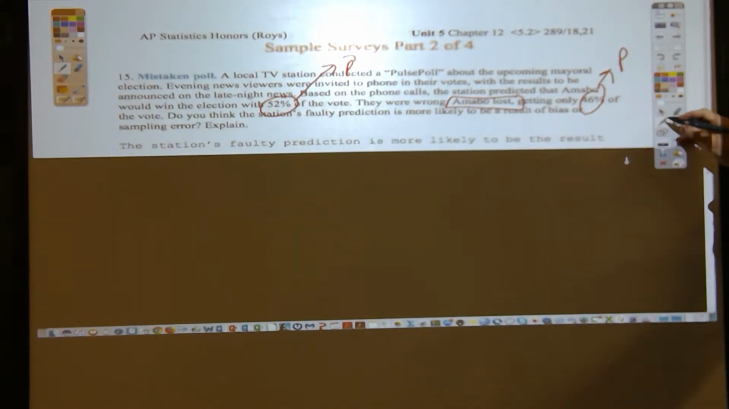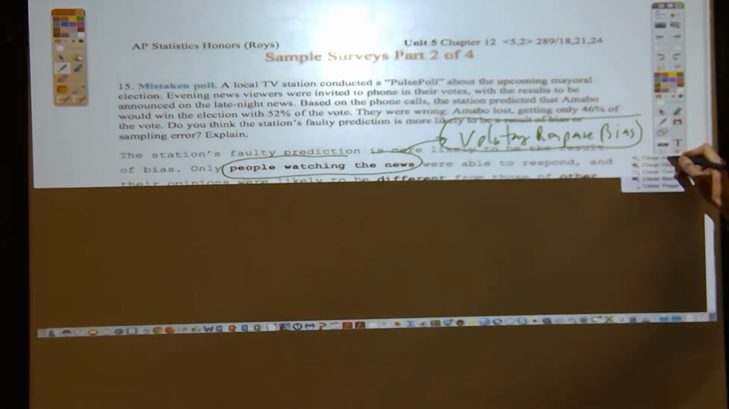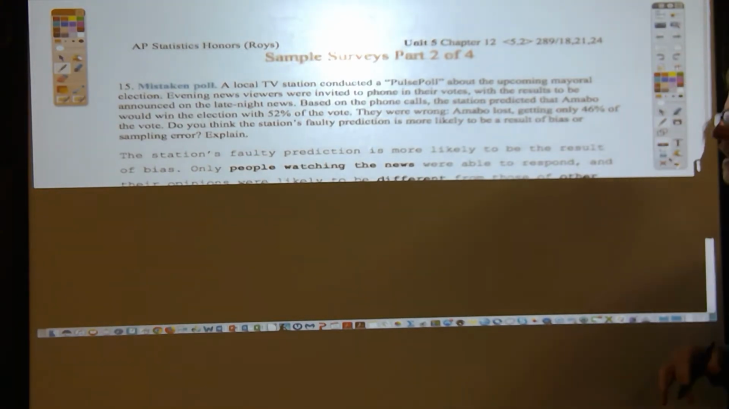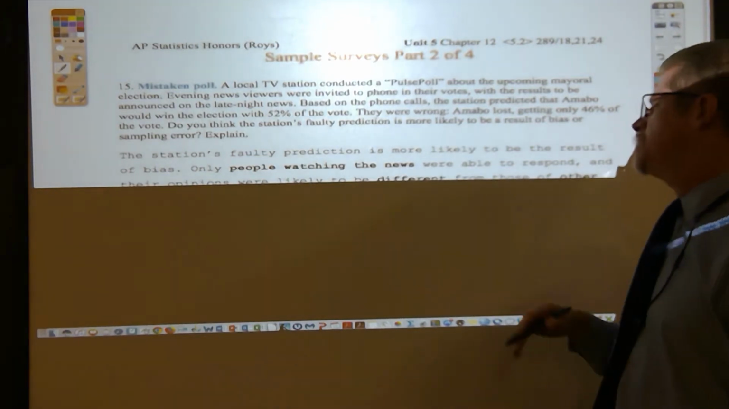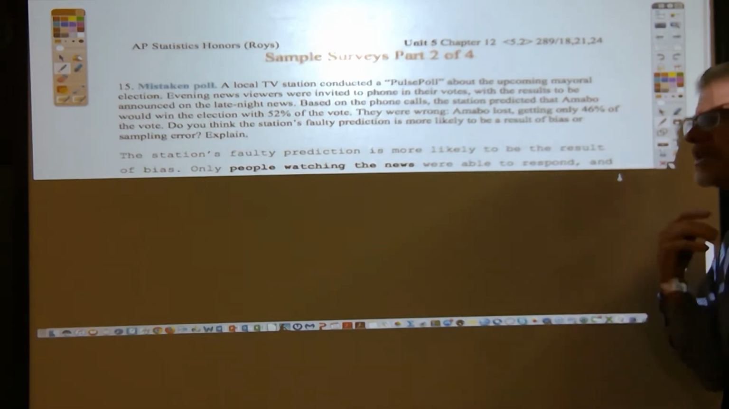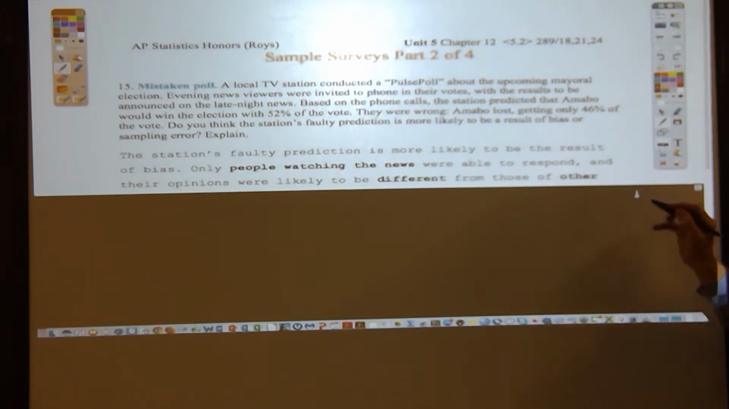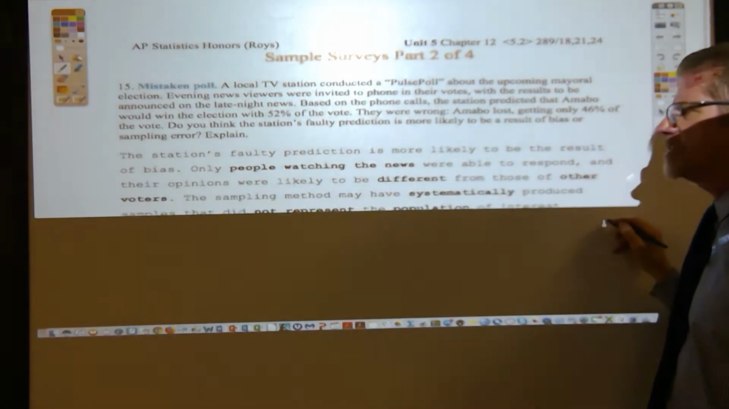Well, the station's faulty prediction is more likely to be the result of bias. There's something bad here called bias. Only the people watching the news were able to respond. So the sampling frame was people watching the news. And their opinions were likely to be different from those of other voters.